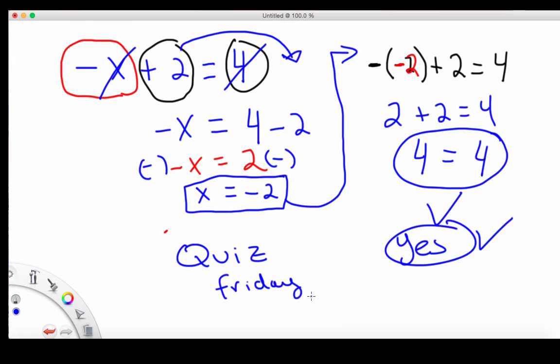Now, if you happen to be done with the work, there is a follow-up on the Moodle page. So we will have a quiz on linear equations on Friday. So be prepared for that. And you guys need to know these steps because we're going to be doing inequalities and graphing inequalities as well. We need to learn these steps and make sure you get it down pat, okay? So study, make sure you do your homework and all, and I'll see you soon.